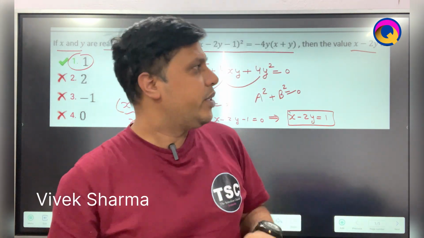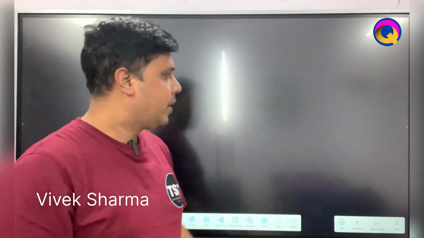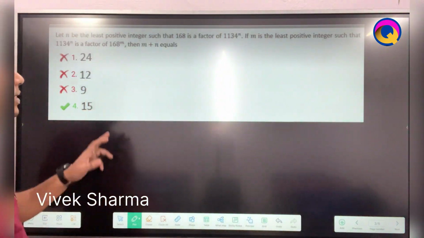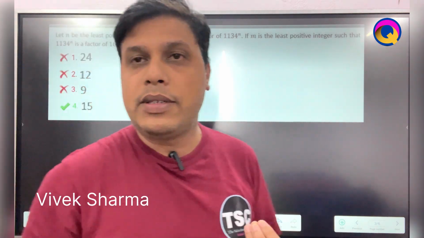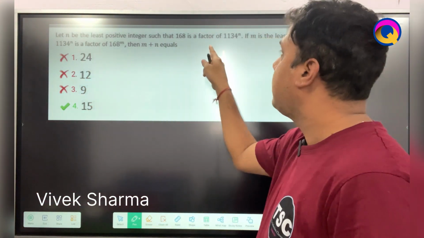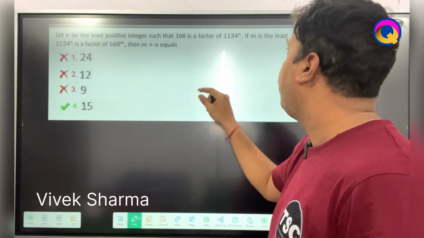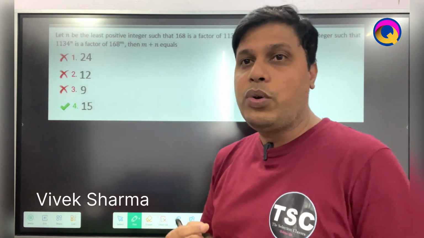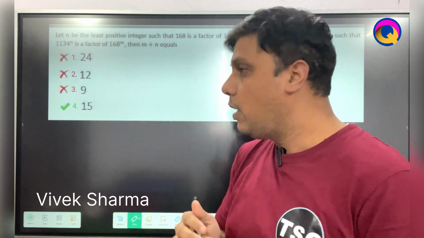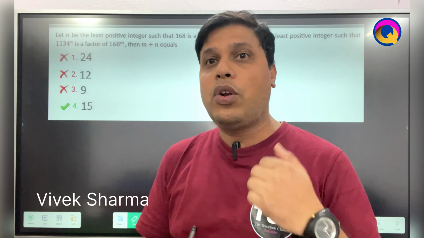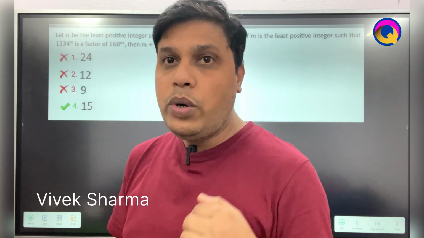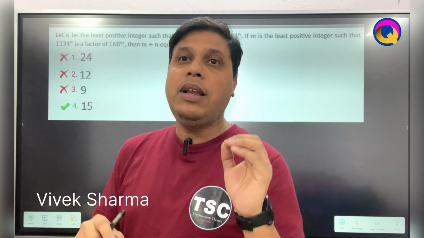Moving to the next question. Okay, question number second. It is a number system question, and it is saying n be the least positive integer such that 168 is a factor of 1134 power n. So if I want to know the factor for number 4, 4 is a factor of 8 also, 4 is a factor of 16 also, means for a number to be a factor, it should actually divide the given number completely, leaving the remainder 0.